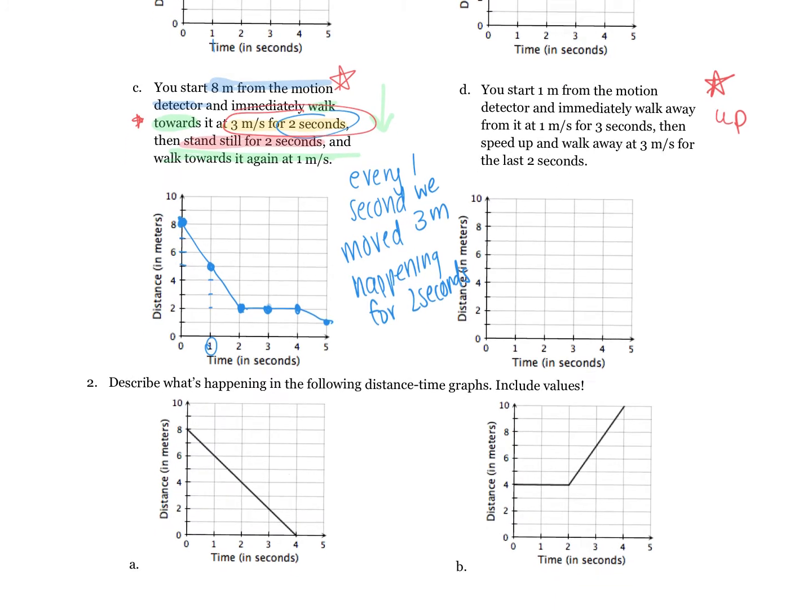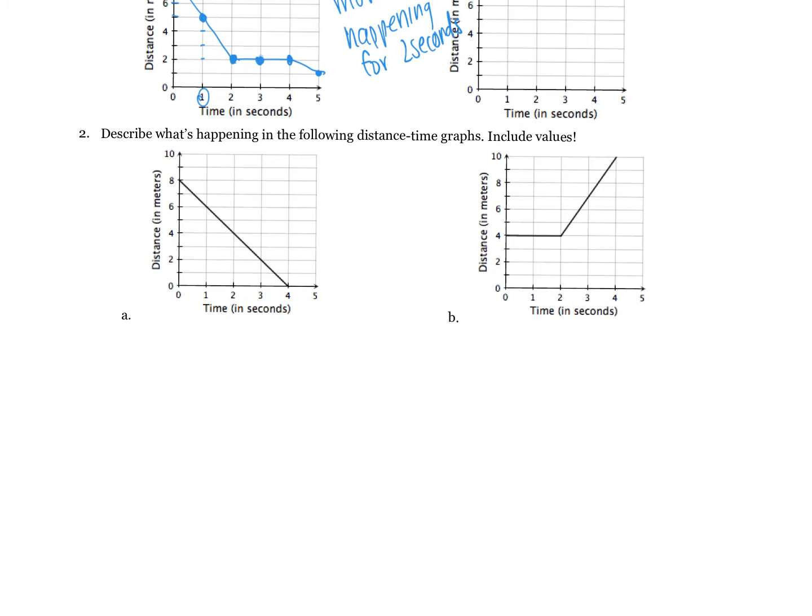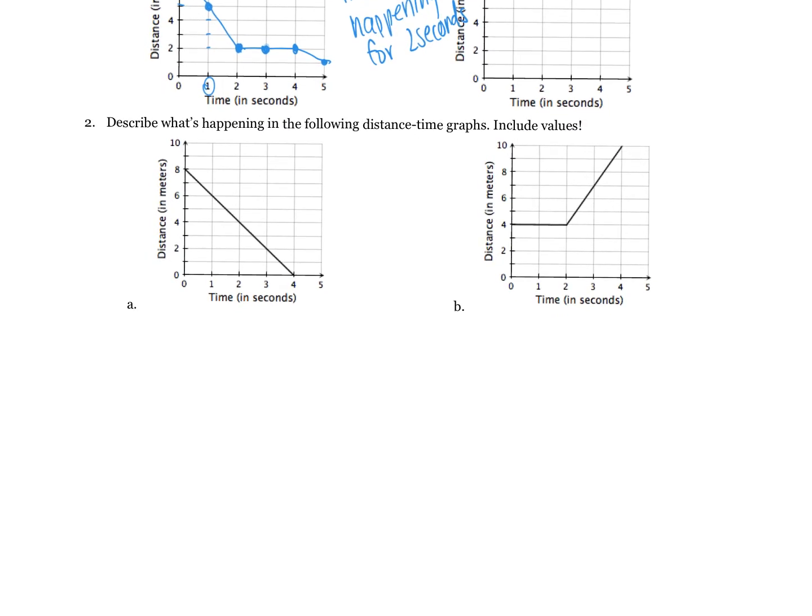Now, I did say we would do 2A together, so we're going to try and talk through this. Okay? So now you're going to write a story that goes along with the graph that you see. So first thing I see is that my graph started at 8 meters. So you can write, you start 8 meters from the sensor. So that's the first piece of information we know.